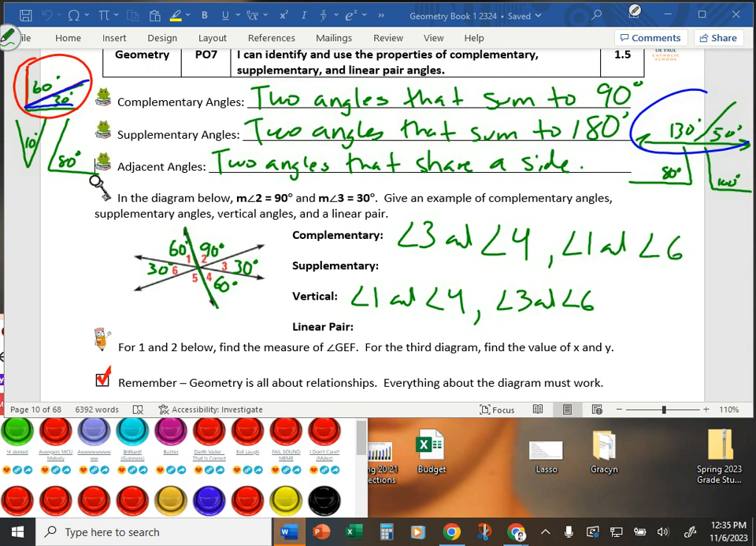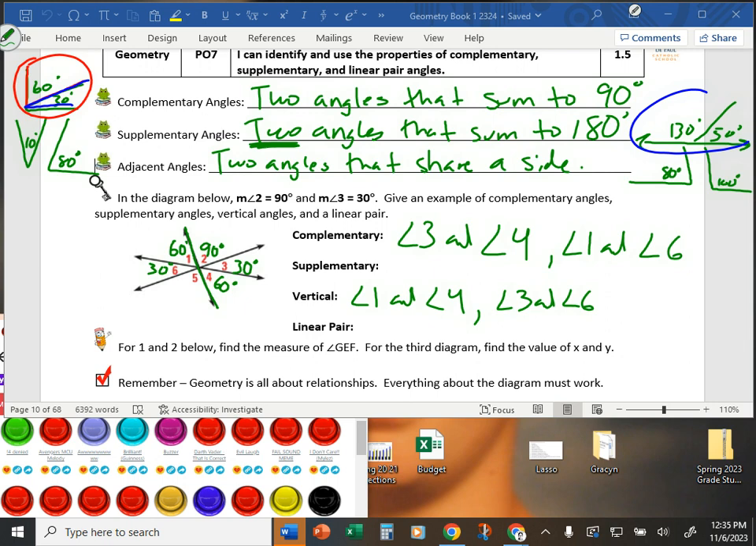Let's get to supplementary. Any angles that are supplementary? Nick? 1, 6, and 5. So supplementary angles, again, this definition matters. It must only be 2. It can only be 2.